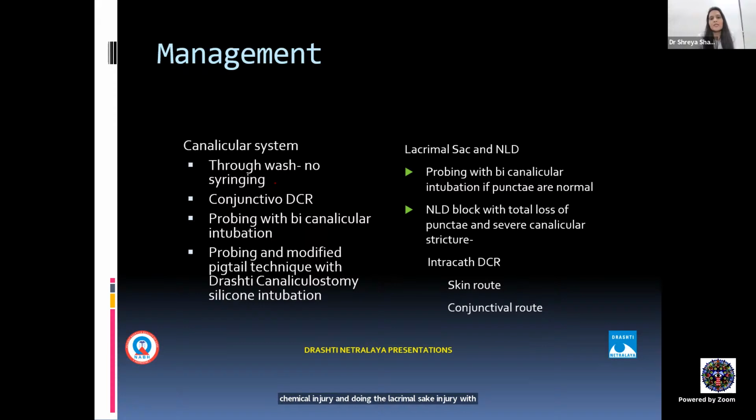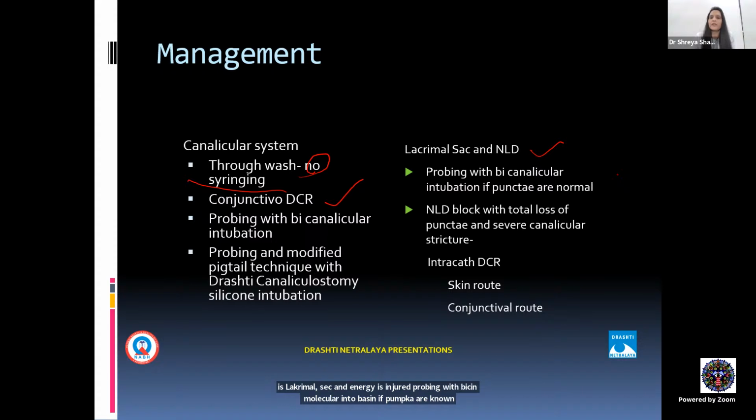For the canalicular system with chemical burns, do a thorough wash and no syringing, because you're pushing more chemical into the sac. So no syringing should be done. Conjunctival DCR is the best choice of treatment. Probing with bicanalicular intubation definitely can be done. Probing with the modified pigtail technique, as I showed, or Drashti canaliculostomy with silicone can be used. When the lacrimal sac and NLD are injured, probing with bicanalicular intubation if puncti are normal.